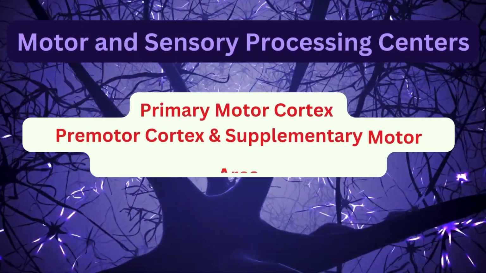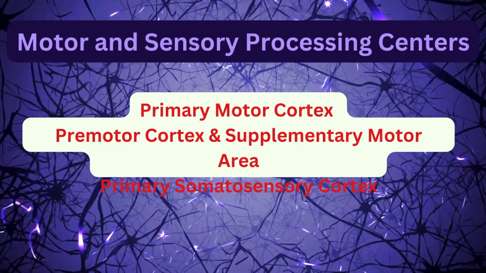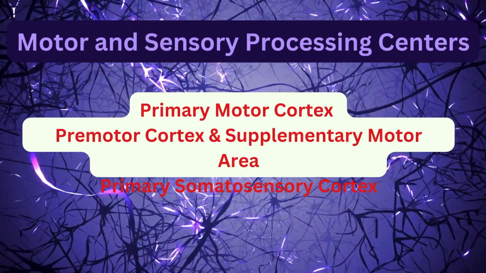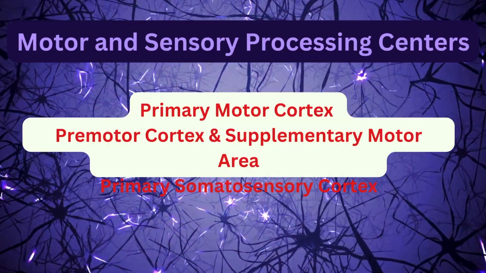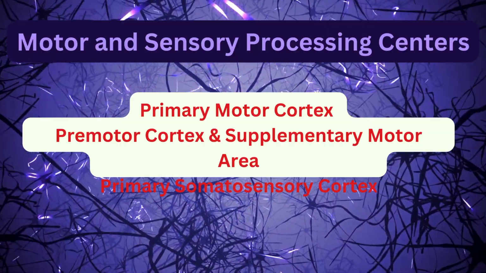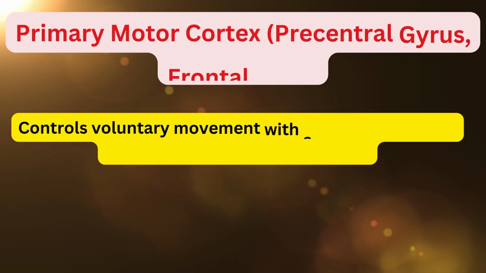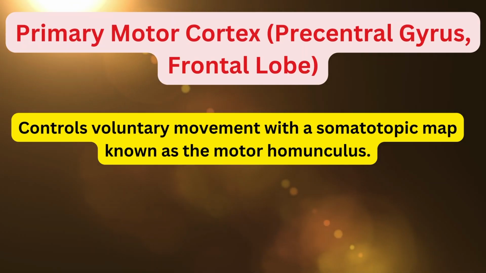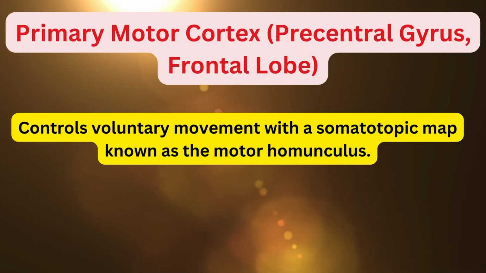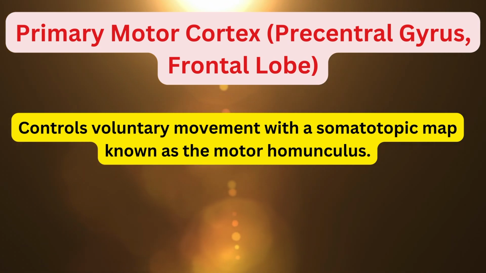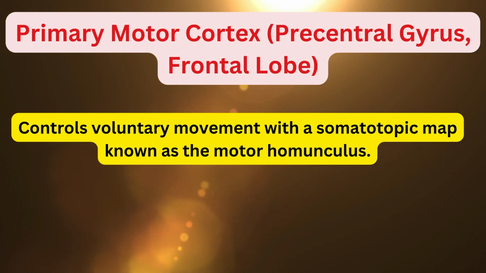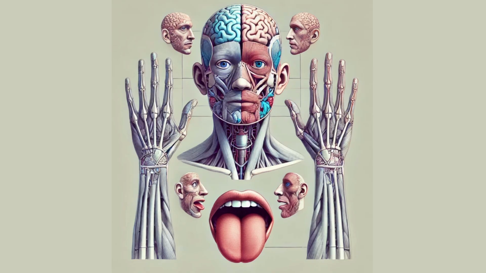Motor and sensory processing centers include the primary motor cortex, premotor cortex, supplementary motor area, and the primary somatosensory cortex. The primary motor cortex is located in the frontal lobe and controls voluntary movement with the somatotopic map known as the motor homunculus. Here we have an image of the motor homunculus.